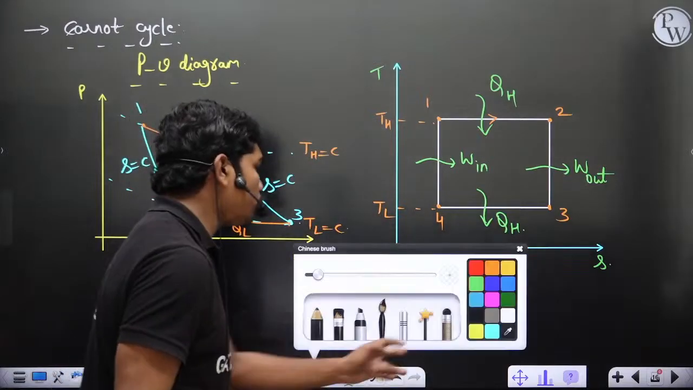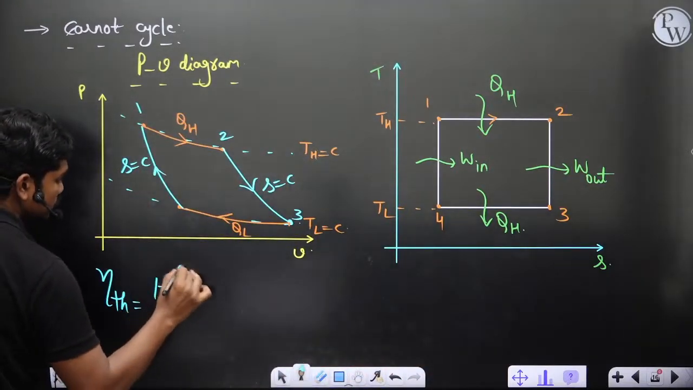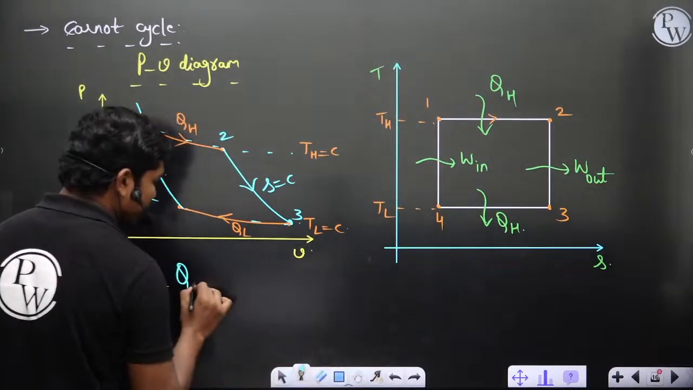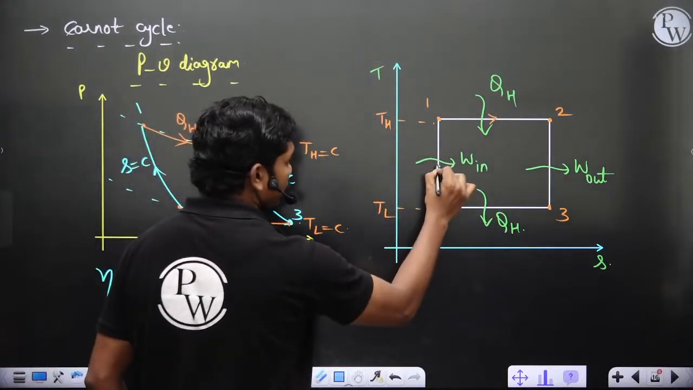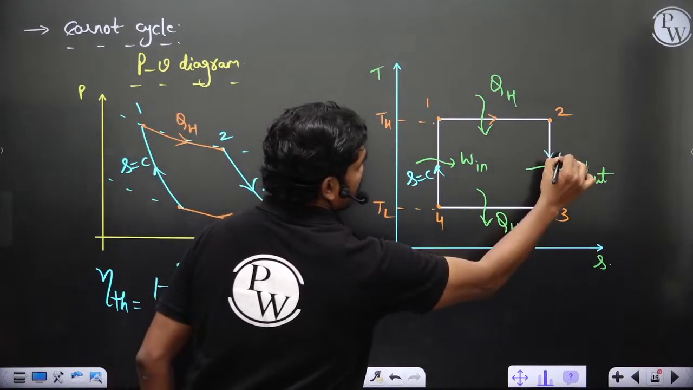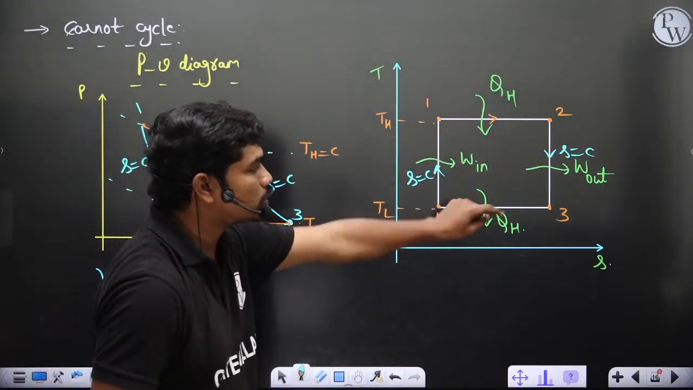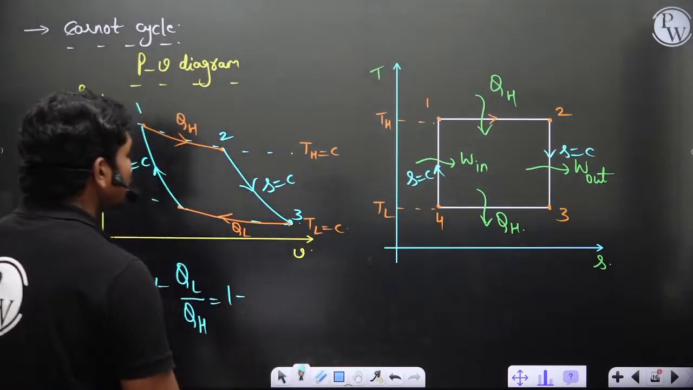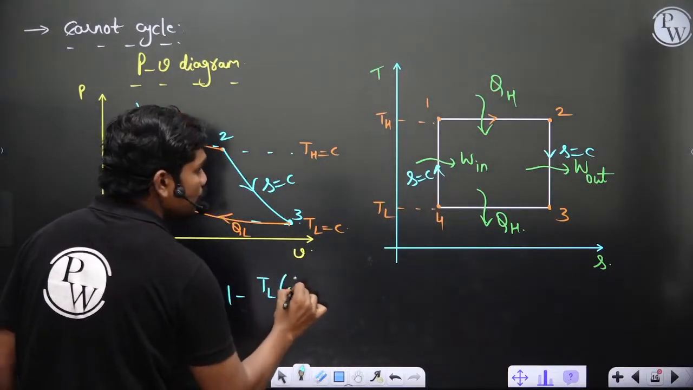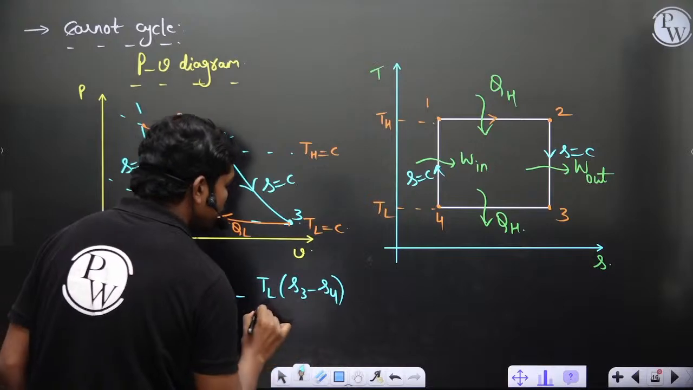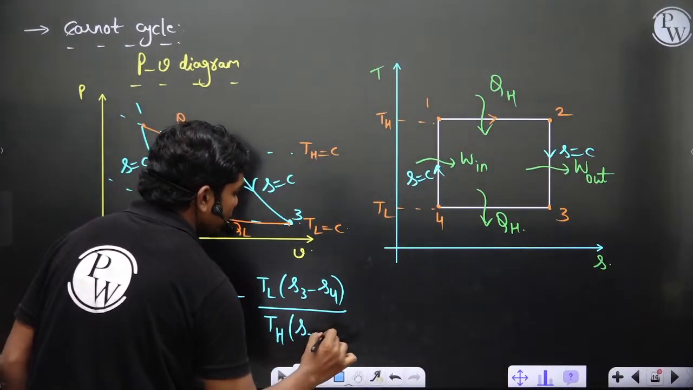If you wish to do thermodynamic analysis, you can see thermal efficiency is 1 minus QL by QH. These two are isentropic expansion and isentropic compression. Isothermal heat addition and isothermal heat rejection are reversible. So 1 minus QL, which is TL into S3 minus S4 in magnitude, divided by TH into S2 minus S1.